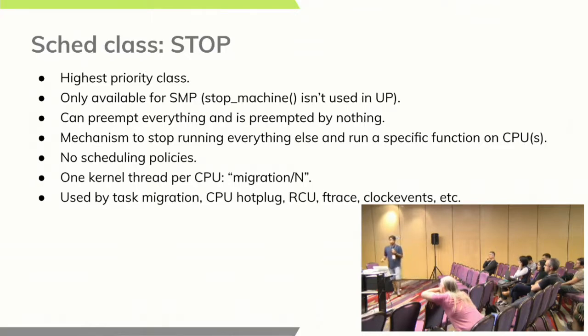Because this is the highest priority scheduling class, it can stop anything. But it can't be preempted by anything else because it is the highest priority one. So if we queue a deadline task and expect it to run before the currently running stop scheduling class thread, it will not happen. This will not get preempted. This is a kernel mechanism to stop running everything else and run a particular thing. It is mostly used for task migration, CPU hot plug, clock events, RCU, ftrace, and the maintenance of all these things.